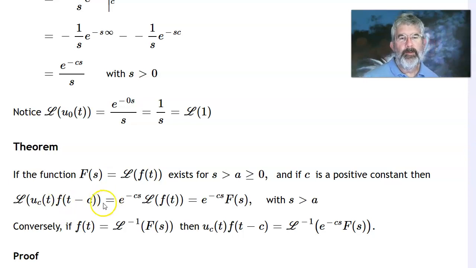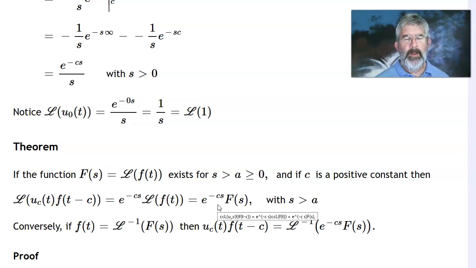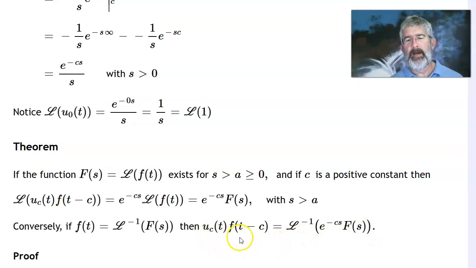Okay, so this thing right here, inside the parentheses, is 0 up until you get to c, and then it looks like the shifted function f. And the Laplace transform of that is, we're just saying, take the Laplace transform of f and multiply it by this exponential e to the minus cs. And conversely, if f of t is the inverse Laplace transform of capital F of s, then the inverse Laplace transform of this exponential times F of s would be u sub c of t times f of t minus c, right?